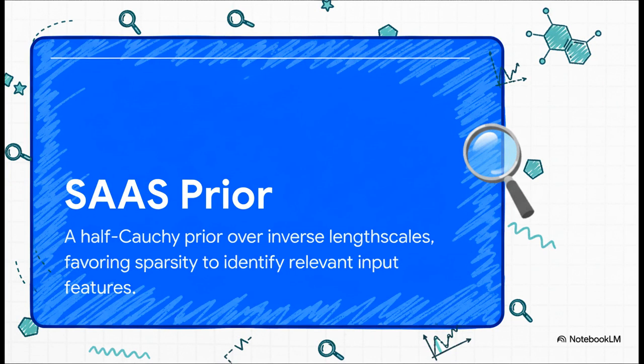The core mechanism that enables this is the Sparse Axis-Aligned Subspace prior, or SAAS prior. You can think of it as the statistical engine that performs the feature selection. Technically, it's a half-Cauchy prior placed over the inverse length scales of a Gaussian process kernel. What this means in practice is that it creates a strong preference for sparsity. It effectively forces the model to ignore most of the input features, paying attention only to a small, low-dimensional subspace that the data itself suggests is relevant.